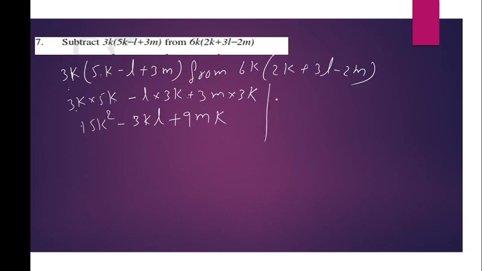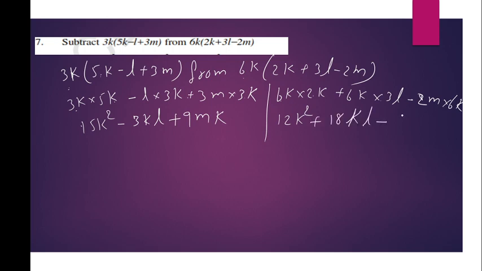Now this one, multiply this inside. 6k into 2k plus 6k into 3l minus 2m into 6k. 6 2s are 12k square, plus into plus plus 6 3s are 18kl, minus into plus minus 6 2s are 12km. This is called the minuend and this is called the subtrahend.